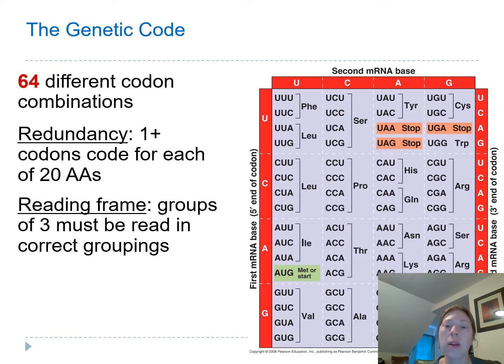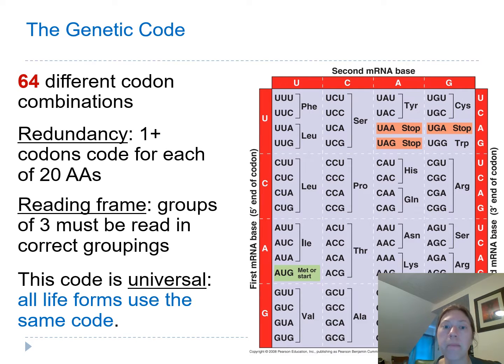A lot of that redundancy shows up here in the third placeholder in the codon. So if you'll notice here for serine, it doesn't really matter what the last letter is. If it starts with UC, it's going to code for serine. So we'll talk a little bit later when we look at translation about wobble, and that's going to help reduce mutation risk over time.